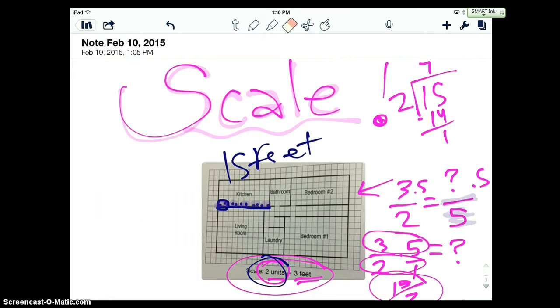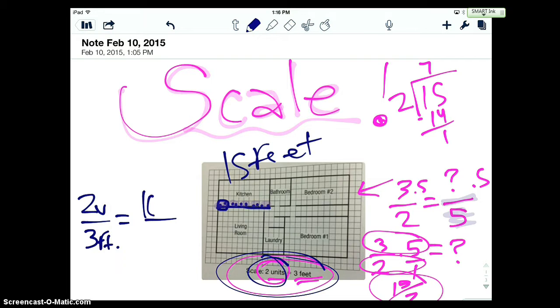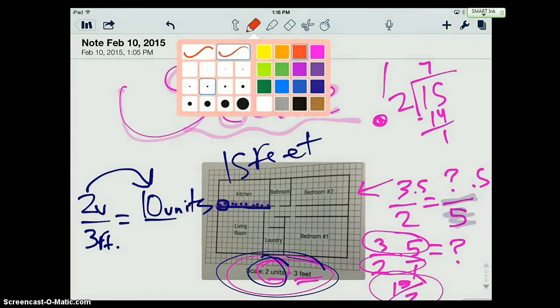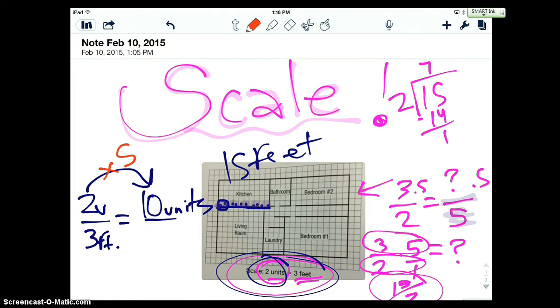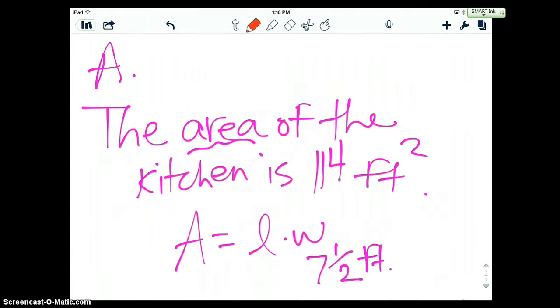Well, if not, I could set up a proportion, use the same scale on one side, and then we said it was 10 units. This one's nice. I told you why, because it's even. I can figure out a relationship there. 2 times 5 is 10, so 3 times 5 will give me the number of feet, 15. So there's my length, 15.